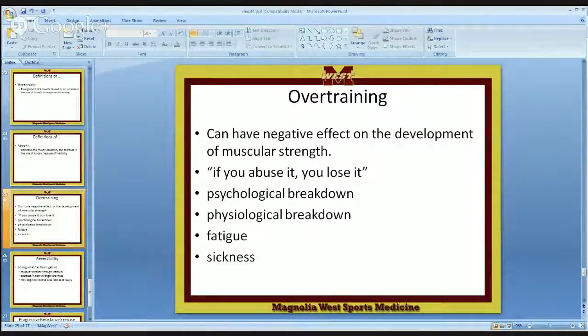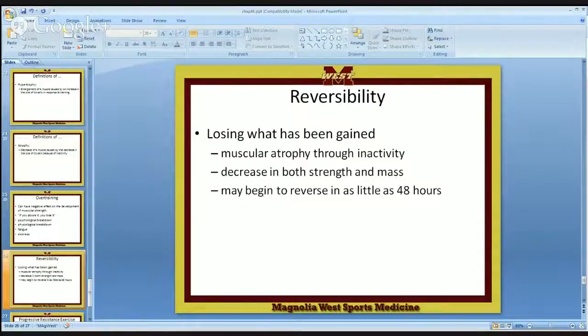Slide 26, which is the next one. Here we're talking about reversibility. How long does it take? Know that it may begin to reverse in less than 48 hours. So that's not very long at all. 2 days.